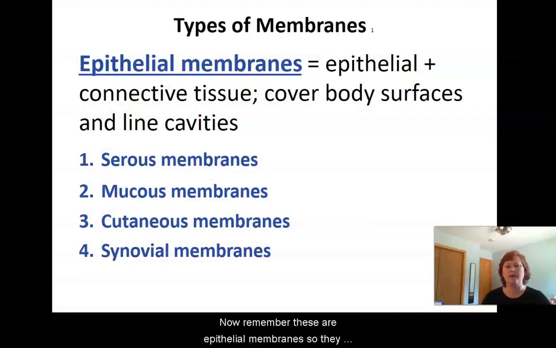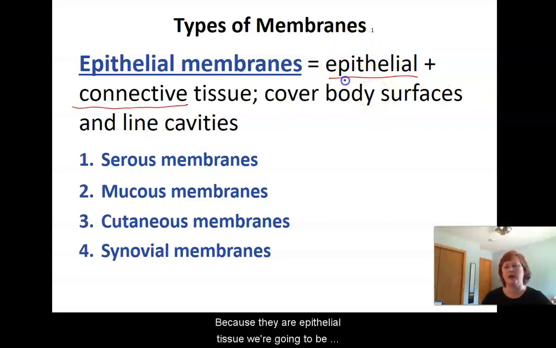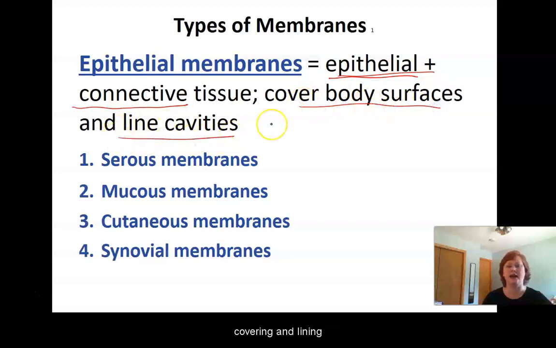Now remember, these are epithelial membranes, so they are primarily epithelial tissue, but they also incorporate connective tissue. But because they are epithelial tissue, we're going to be covering and lining the different parts of the body. There are 4 main types of membranes.